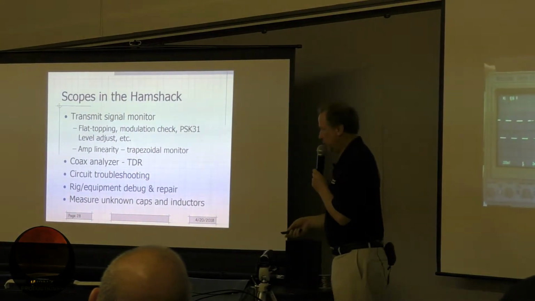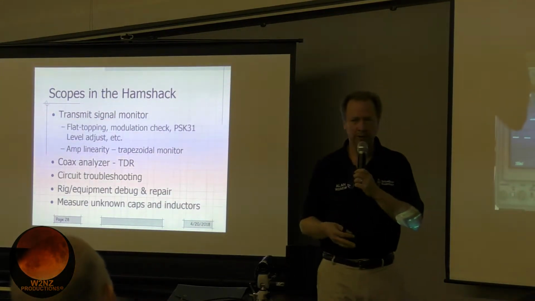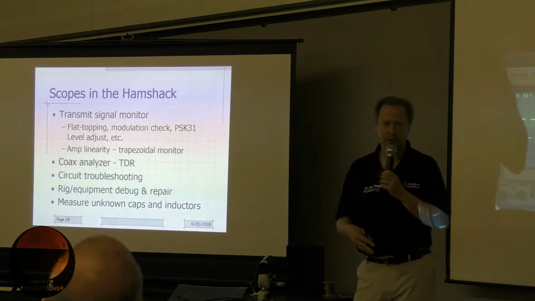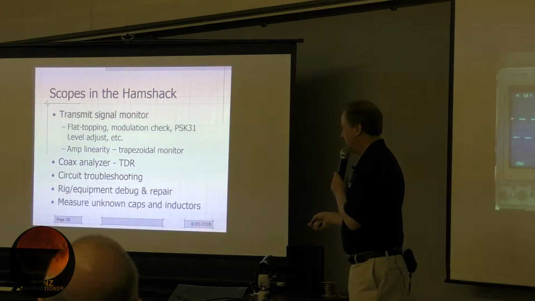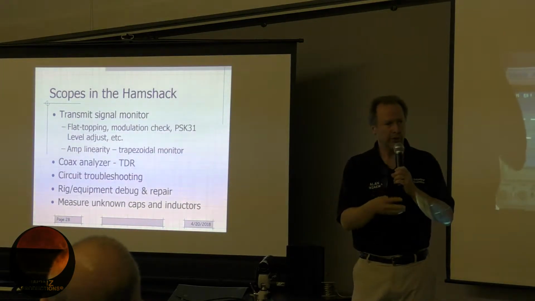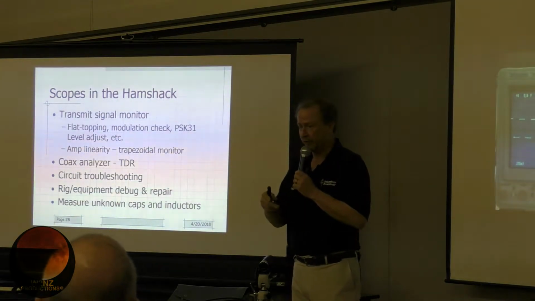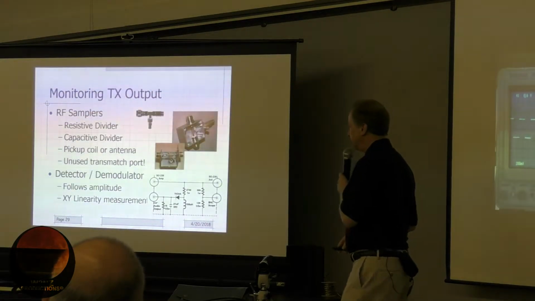Now, all these things we're not going to do with the scope itself. We need to do something with it. So for the transmit monitor, we're going to have to somehow couple the RF signal into the scope. I'll show you a couple ways to do that. For the TDR measurements and measuring unknown caps, if you have a signal generator, like a function generator, or you can even build a simple little pulse generator like I have here, you can do some of these measurements. So I'll show you the examples of that.